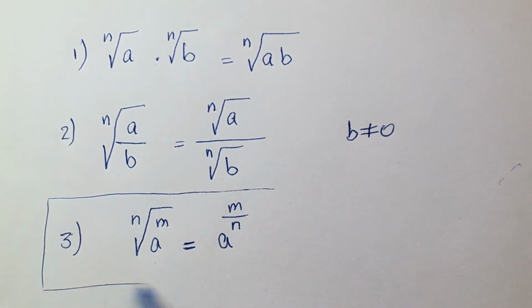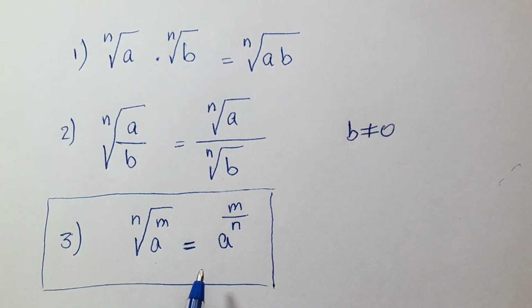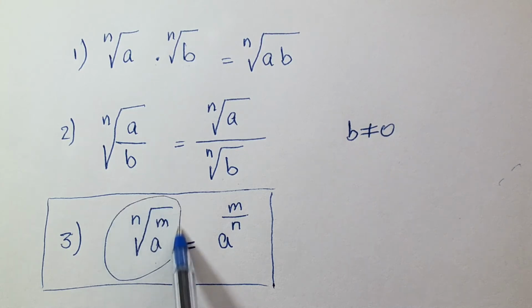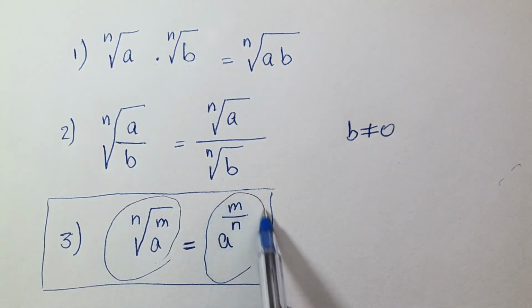This third rule, we're going to use more in the next chapter when we are talking about exponents. But I would like to bring it here: the nth root of a to the power of m, any radical that you have, you can write as a to the power of m over n. We call this one radical form. We call this one exponential form. In future, we will use it a lot.